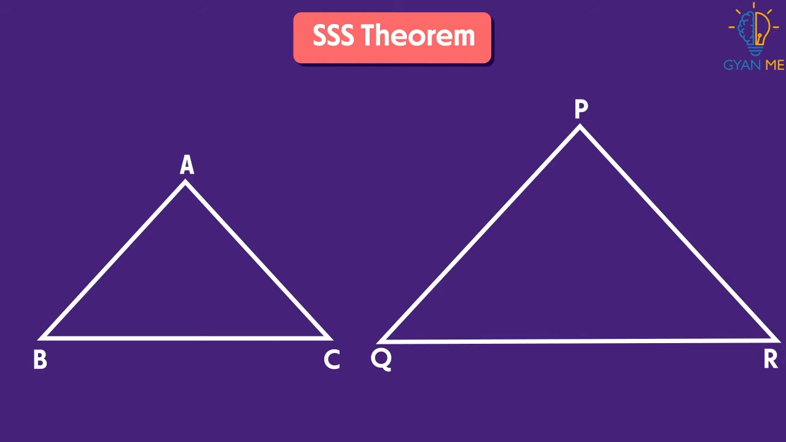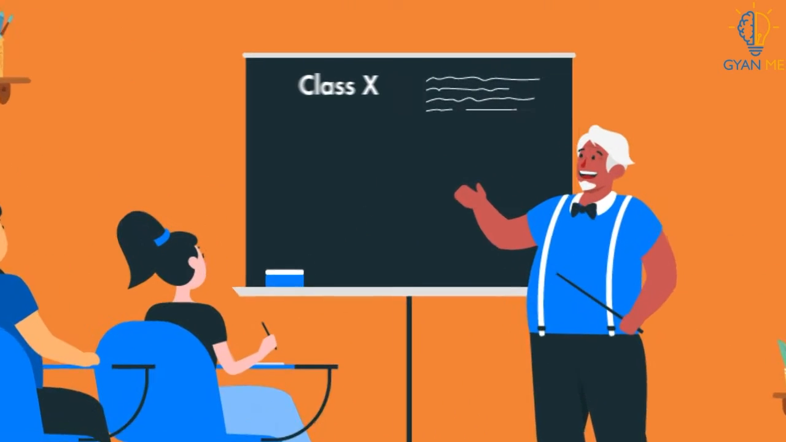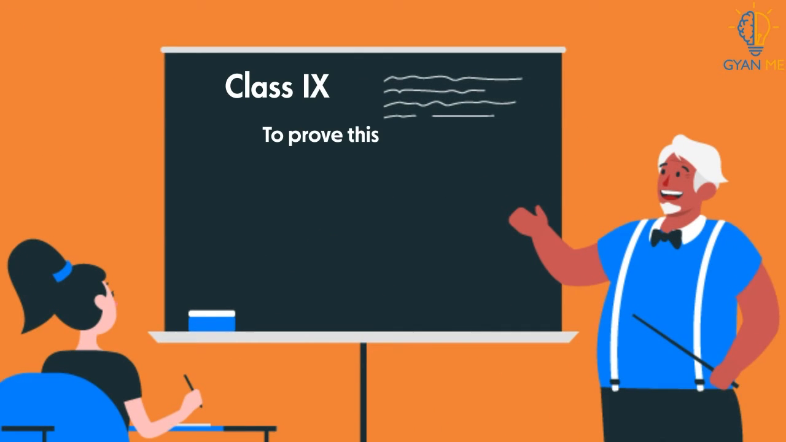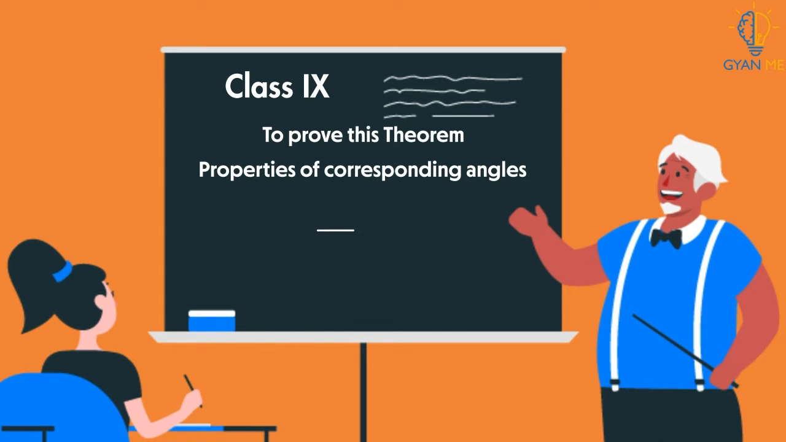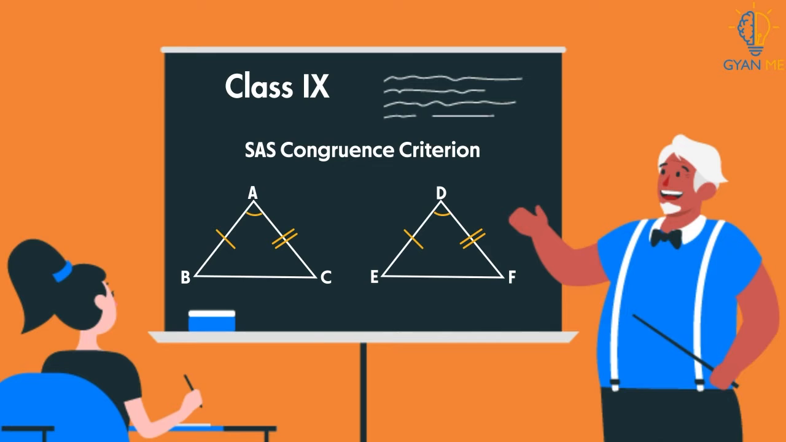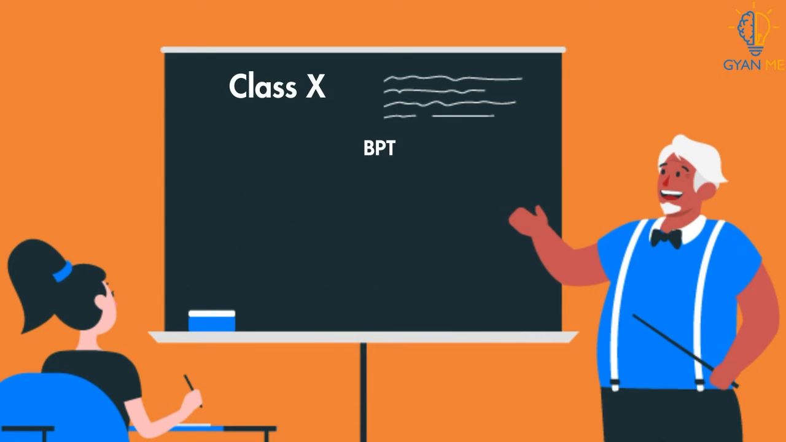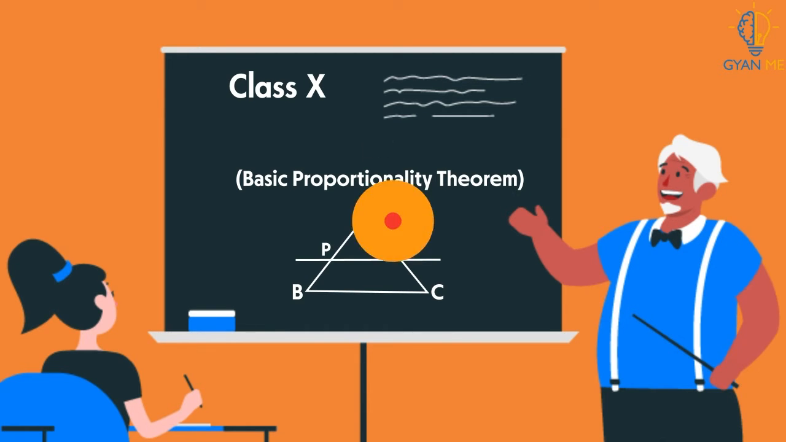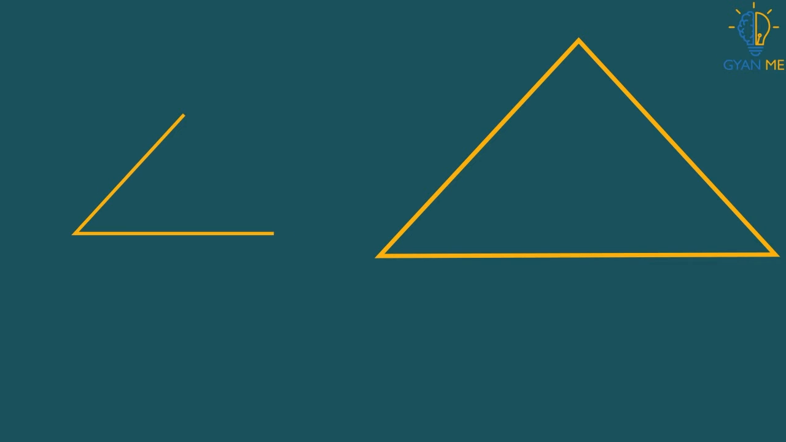To prove this theorem, we will again use some basic properties that we have studied in our previous classes. We will use the property of corresponding angles formed by two parallel lines and a transversal. We will also use the SAS congruency criteria for two triangles and our BPT, that is, basic proportionality theorem. So as per our theorem, let's make two triangles ABC and PQR.